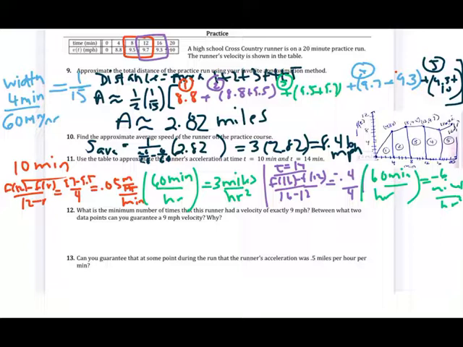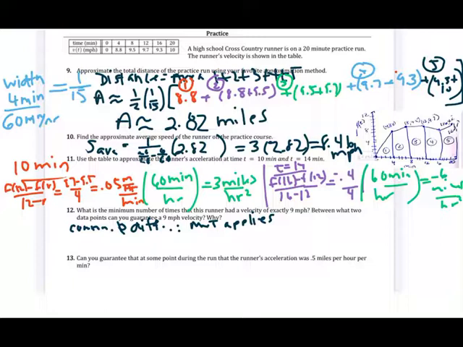All right, number 12. What is the minimum number of times that this runner had a velocity of exactly 9.9 miles per hour? And between what two data points can we guarantee that velocity and why? So this question, without saying it, is asking you to use MVT. Looking at this problem, we know that this is continuous and differentiable. So we're going to mention that because we always do continuous and differentiable. Therefore, MVT applies. You could say MVT for integrals applies.